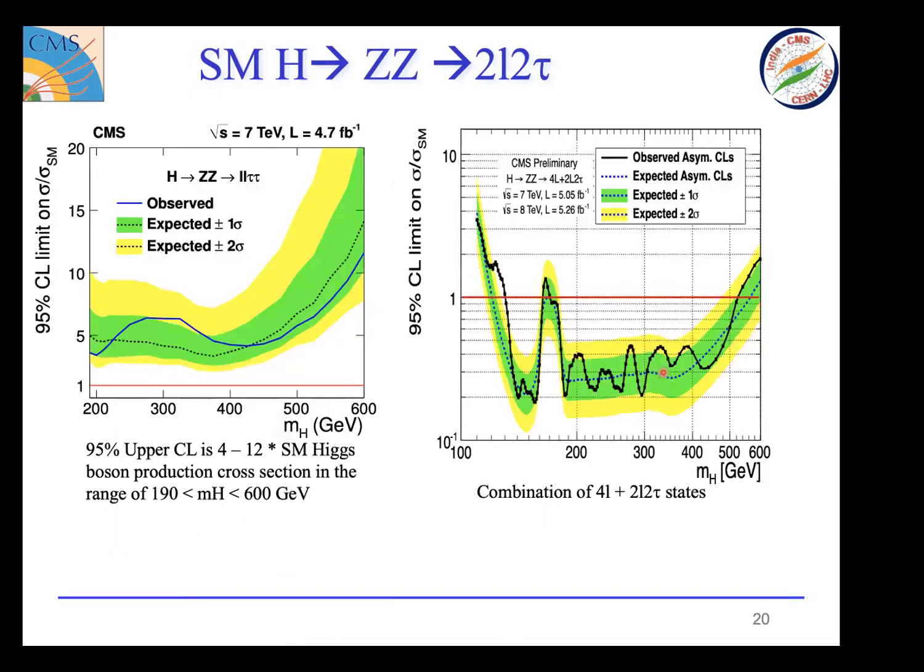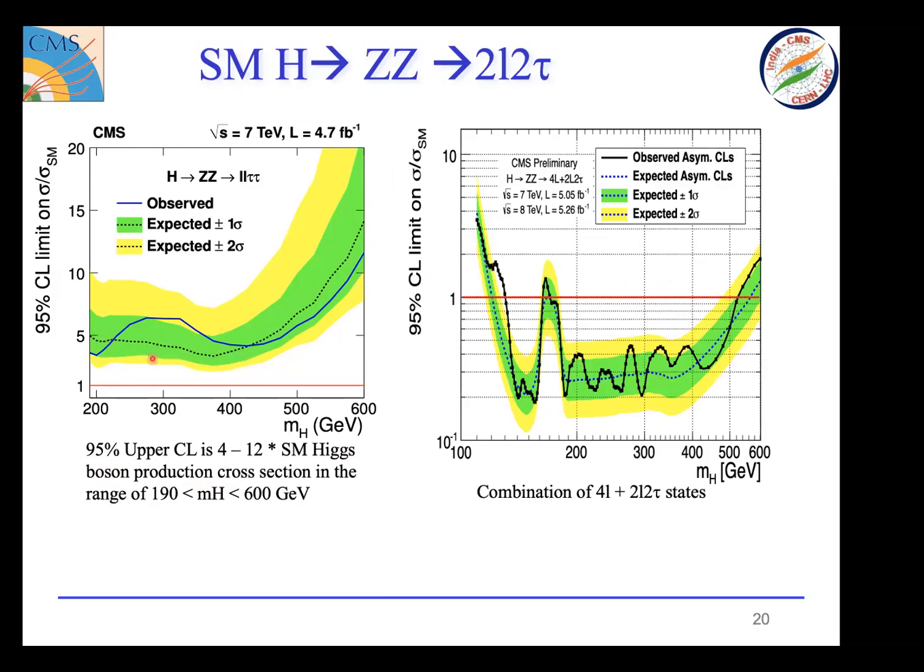Now I am showing here 2 limits, and the final one will be shown in the combination. The one on the left-hand side is the earliest one, 4.7 fb^-1. So there was this 95% upper confidence limit on the cross-section times branching ratio, which was 4 times to 12 times. So you can see the amount of work which must have gone into reaching up to this point.